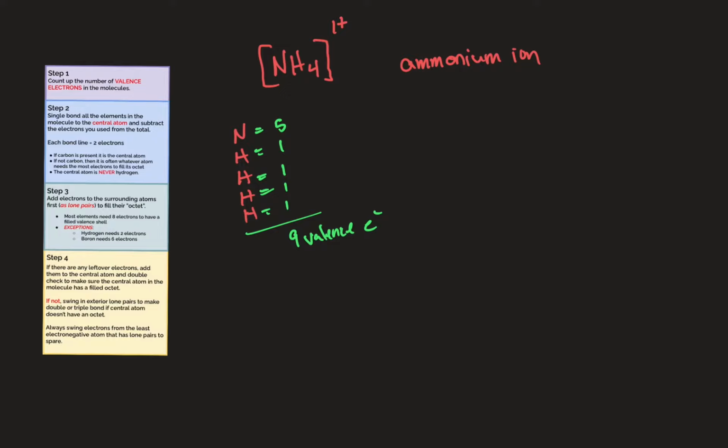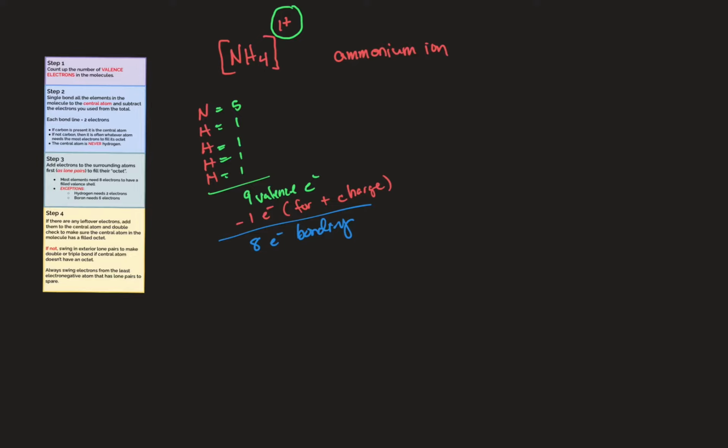But you have to remember this is a +1 charge, which means that at some point this molecule must have lost an electron because it became 1 positive. So that means we have to deduct 1 electron from the total number of electrons in this molecule, for a molecule that will have 8 electrons now in its bonding. The rest of the process is basically all the same.